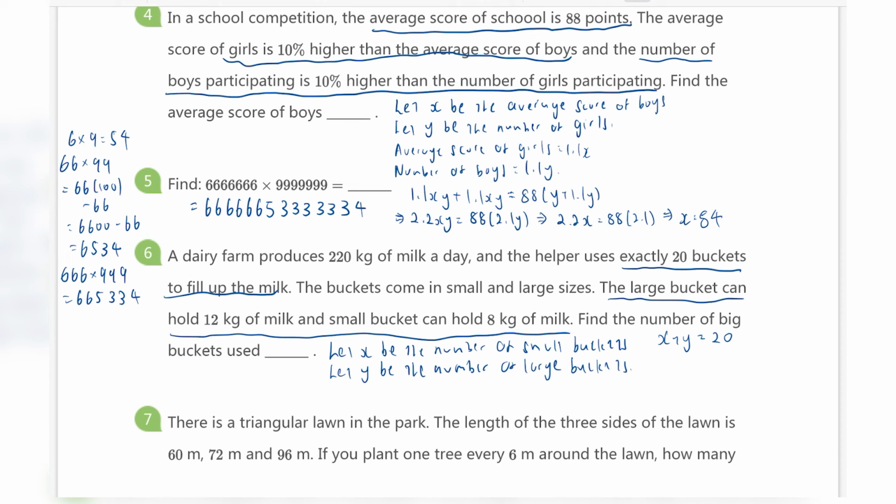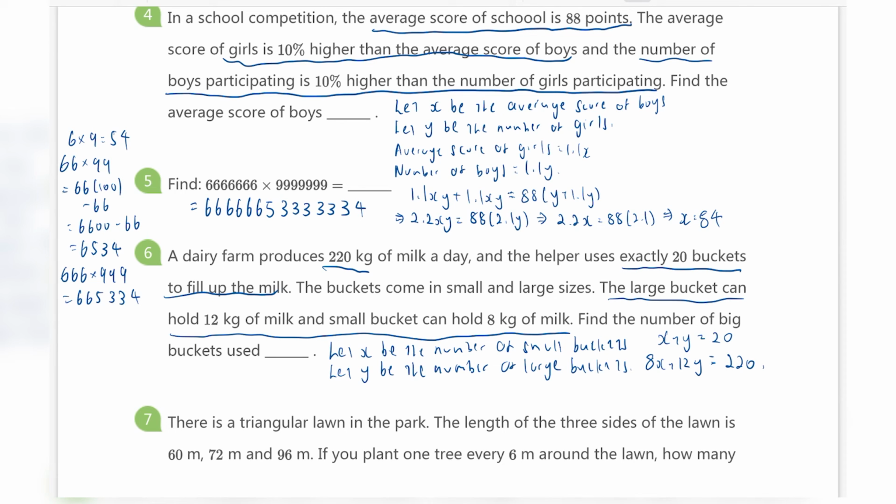And what about the second condition over here? The dairy farm produces 220 kg of milk a day. So when you fill up the milk, we need them to add up to 220. So the small ones are able to fill 8x kg of milk. And the large ones are able to hold 12y kg of milk. And what must these add up to? It must add up to 220. That's the main concept behind this.